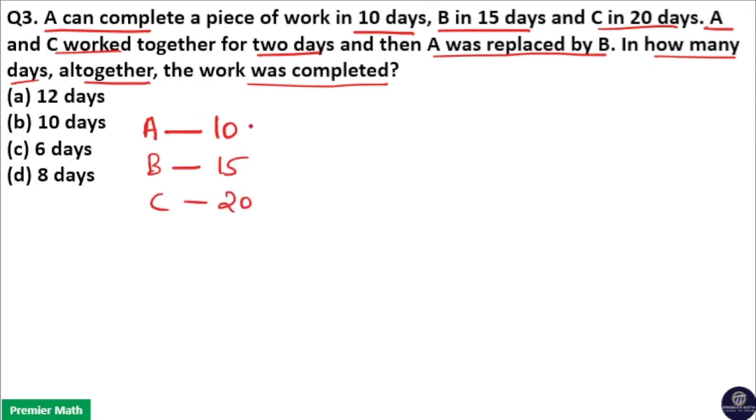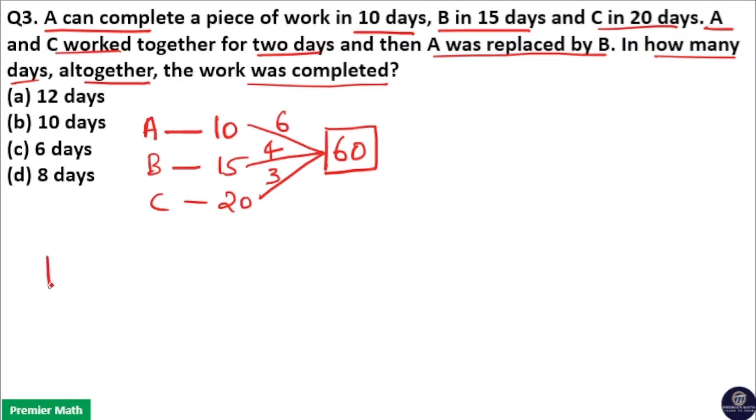Now all are doing the same job. So take the LCM of 10, 15 and 20. LCM is 60. 10 goes 6 times in 60. 15 goes 4 times in 60. 20 goes 3 times in 60. Now the concept of this diagram means 60 units is the total work. A's efficiency is 6 units, means A can complete 6 units of work in a day. B's efficiency is 4 units, and C's efficiency is 3 units per day.